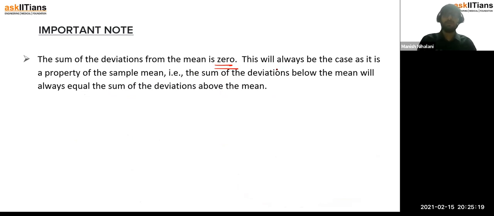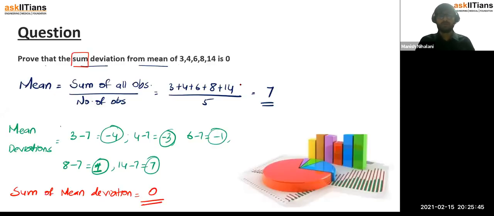That is, if you are considering the mean of 50 observations, 25 of them will have negative mean deviation and 25 will have positive mean deviation, which means the total mean deviation about the mean will always be 0. The sum of deviations below the mean will always equal the sum of deviations above the mean. Here the mean was 7, and the observations above the mean were 8 and 14. Their total deviation is 8, as you can all see.